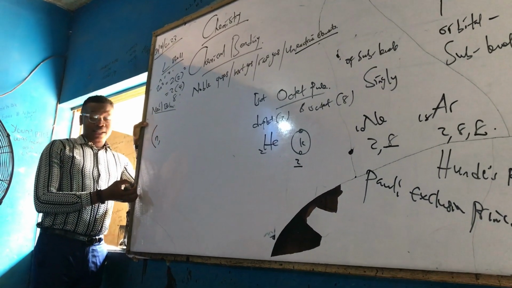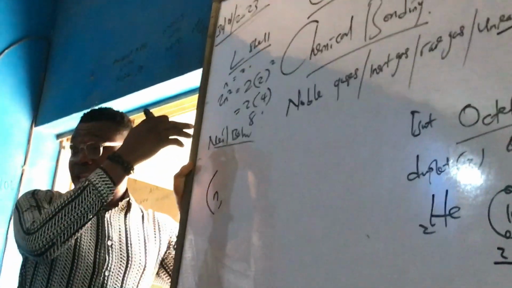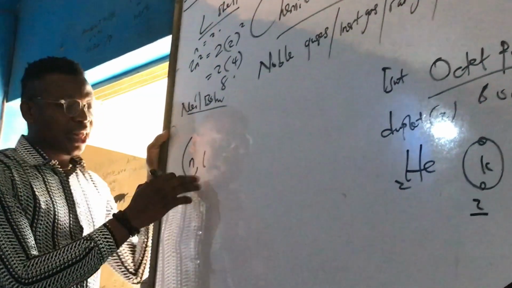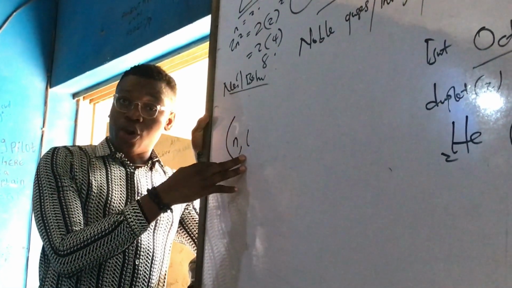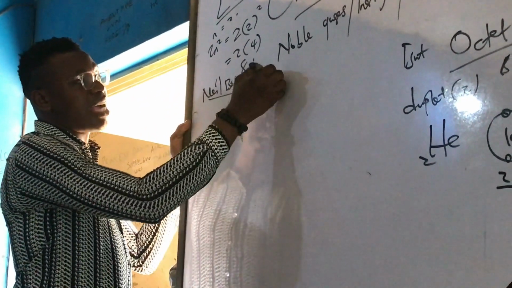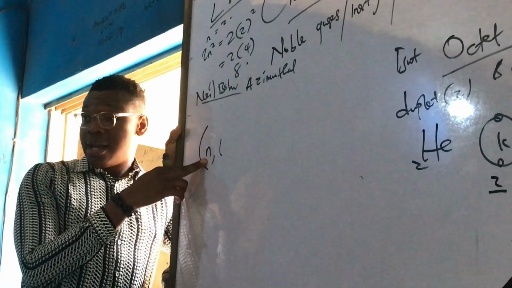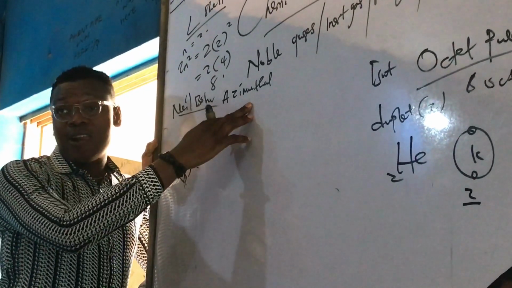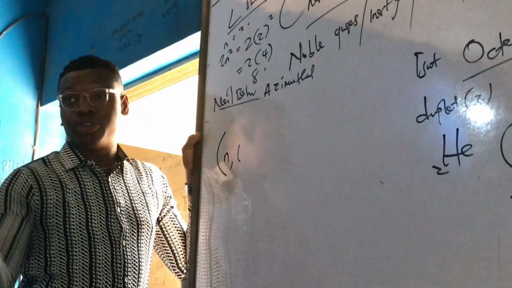We have n, which represents the principal quantum number. This n is used for the shell. You remember now? Atomic shell, we use n. Then we have l, small letter l. This one represents the azimuthal, or we call it subsidiary, quantum number. Azimuthal is spelled A-Z-I-M-U-T-H-A-L. n represents principal quantum number. l represents azimuthal. Another name for azimuthal is subsidiary, or you call it secondary.